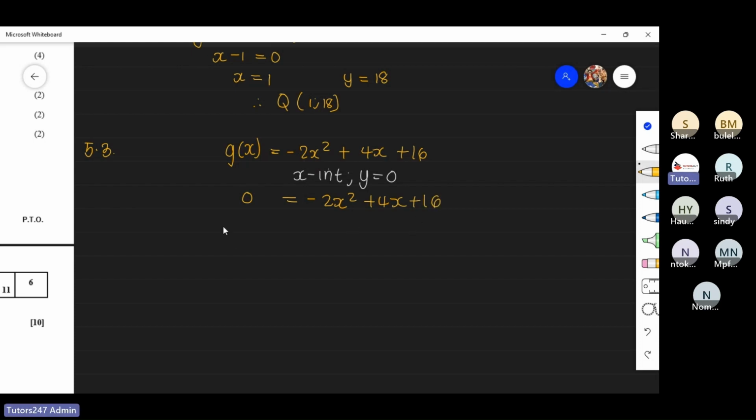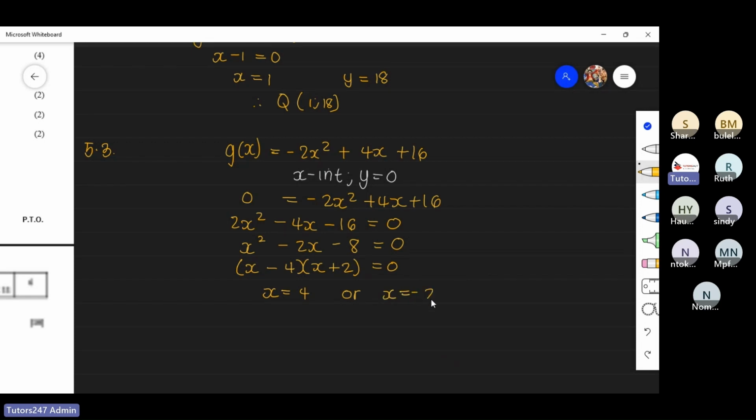From here, you can move everything to the left, so that means the signs will change. And we can now divide both sides by 2 because we can see 2 is a common factor. So once you divide both sides by 2, you'll end up with x squared minus 2x minus 8. If you factorize this, you'll have (x minus 4)(x plus 2) equals 0. From here, you have x equals 4 or x equals minus 2.